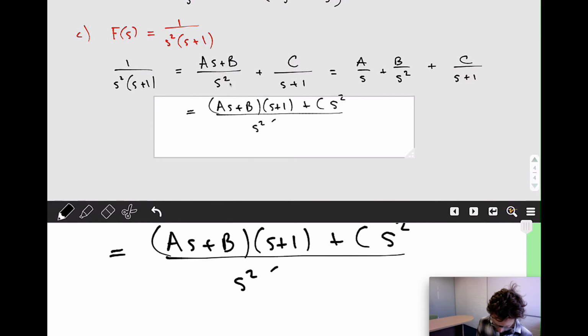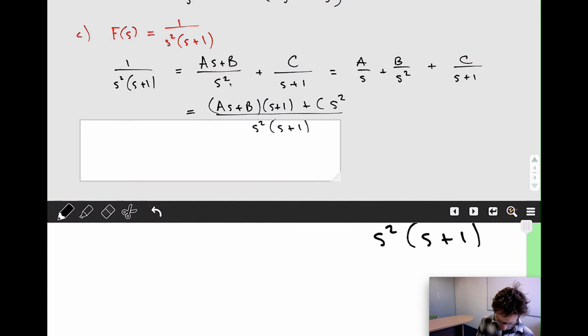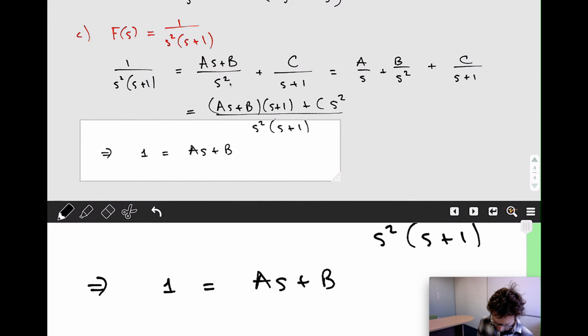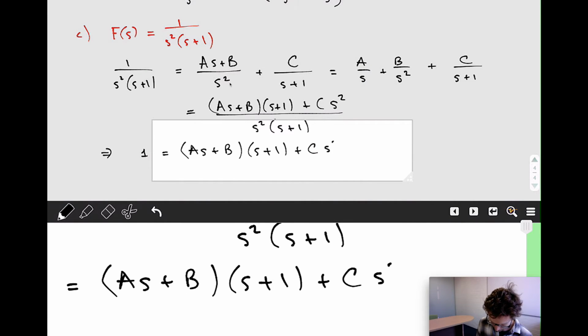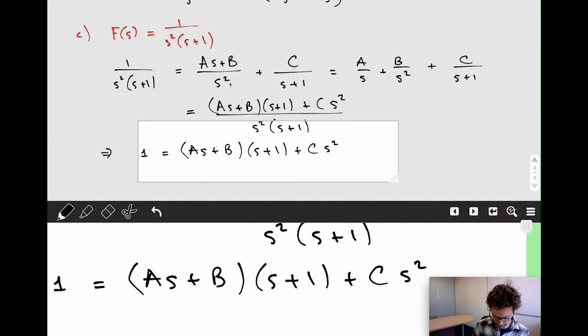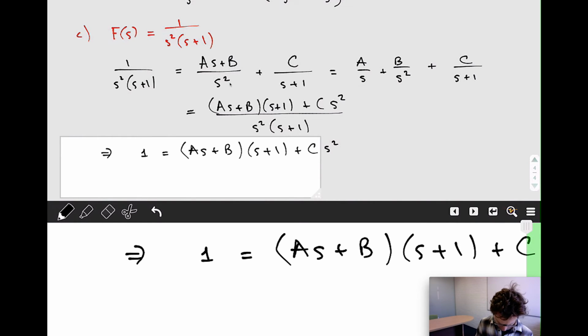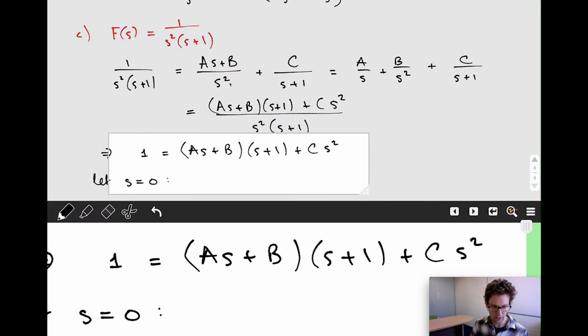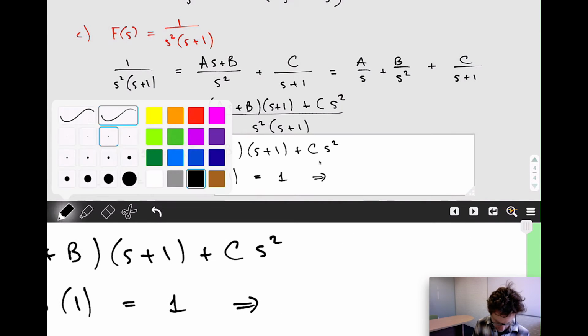So we find, if I match up the numerators, that 1 is equal to (as plus b)(s plus 1) plus cs squared. So now we're going to make some clever choices for s. The first one I'm going to use is let s equal 0. That's a nice one to use because it kills off a and it kills off c, so that leaves me with b times (s plus 1), so that's just 1, equal to 1, so that gives me b equal to 1.